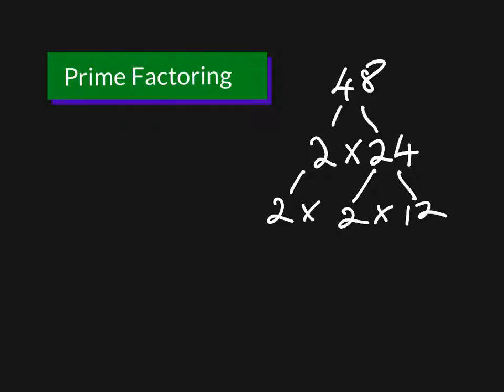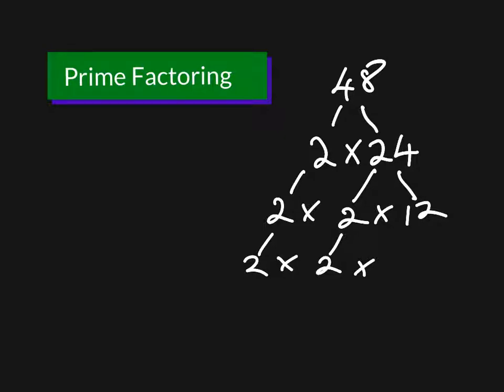So 24 is 2 times 12, because it's also an even number, so using the rules of divisibility, I know. I could have tried 3 or something like that as well, but I'm just sticking with 2 for now. Alright, so again, 2 is a prime number, so we're just going to bring that down. But 12, we can factor that more.